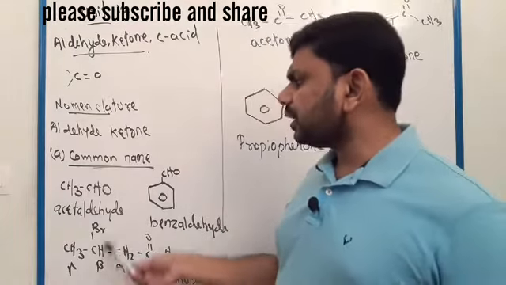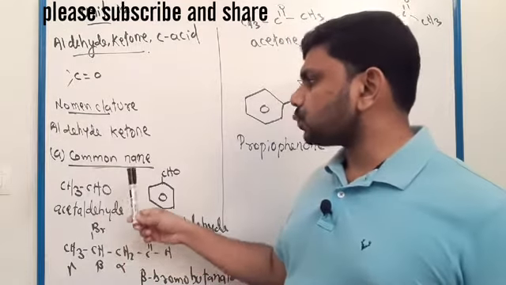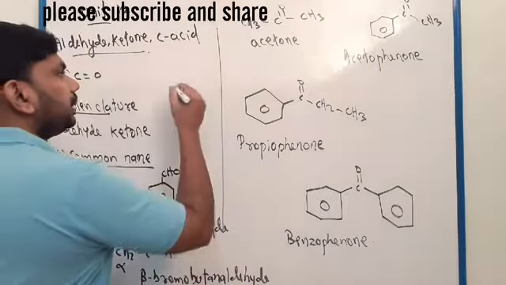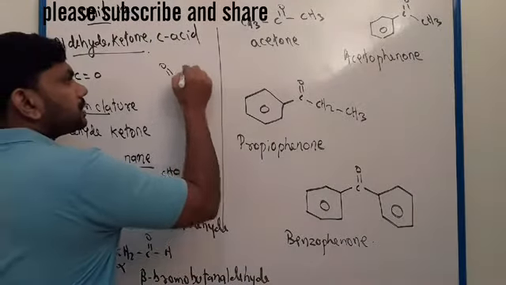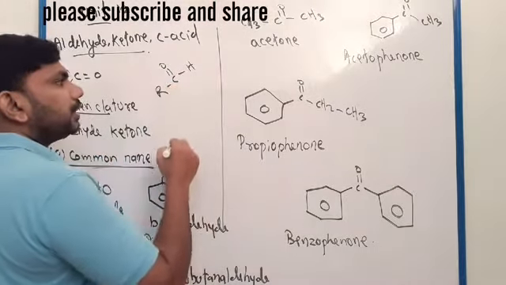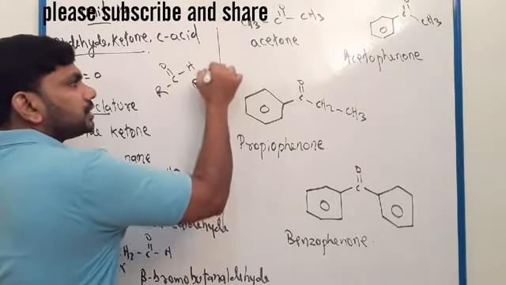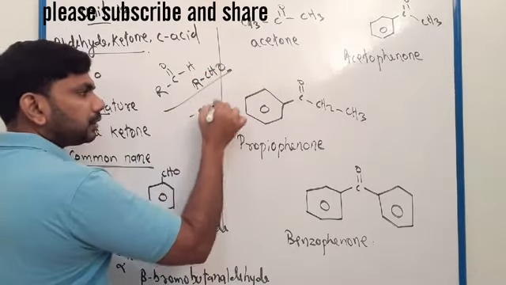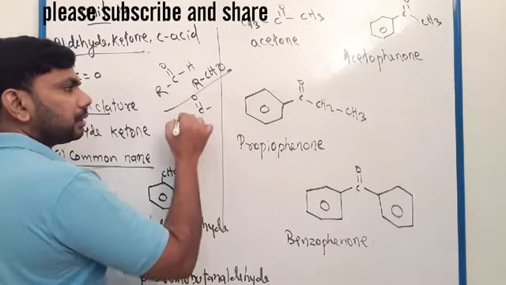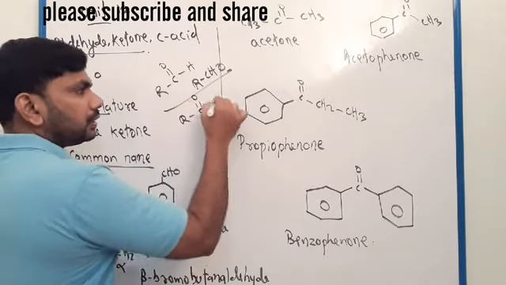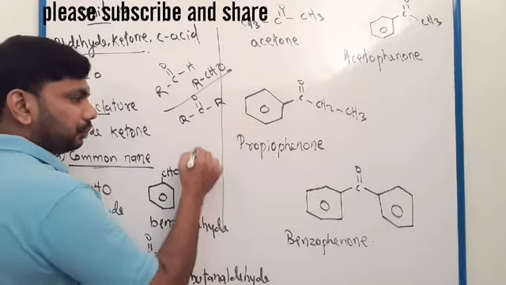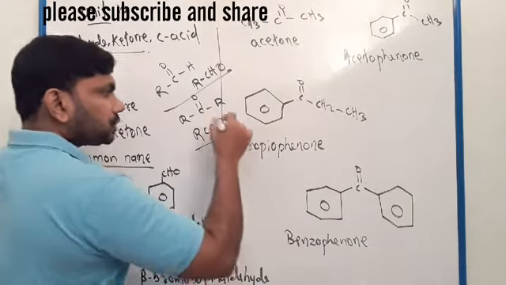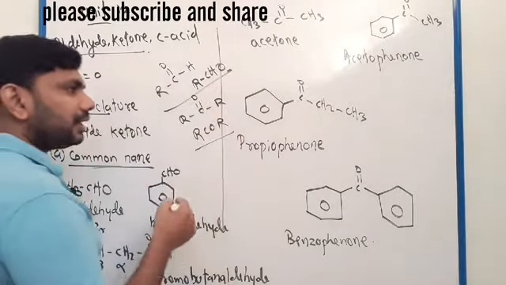So here is one aldehyde. Generally, we know an aldehyde contains carbon double bond oxygen, single bond hydrogen. Shortly, we can write it as RCHO. Ketone means the compound which contains a carbon oxygen double bond with an alkyl group on both sides. Shortly, we can write it as RCOR. So this is ketone and this is aldehyde.